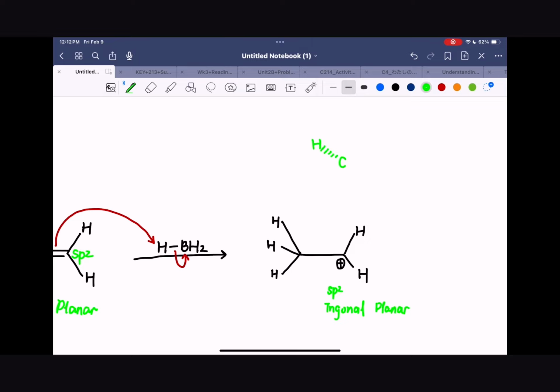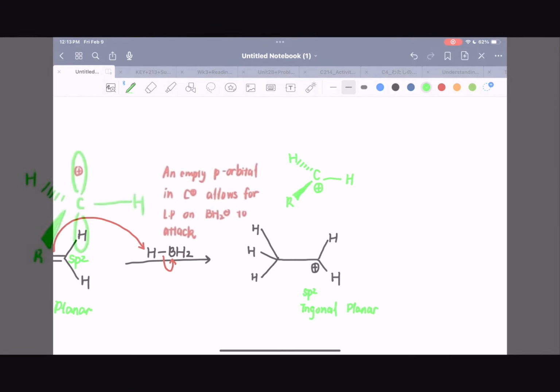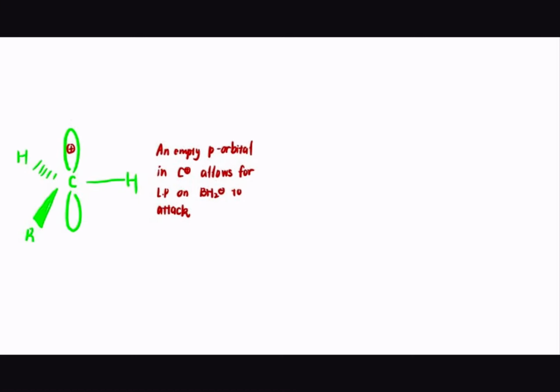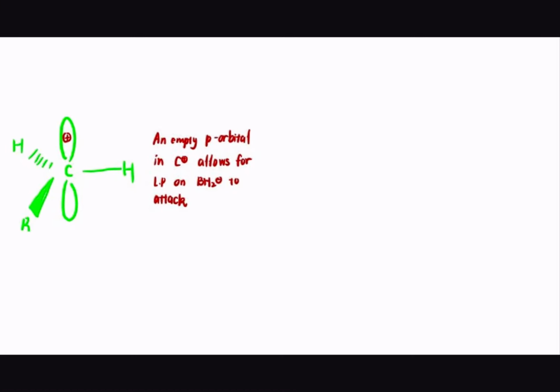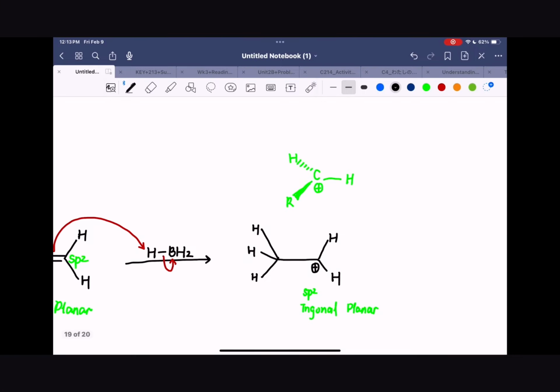We have the electron-rich pi bond attack the H of the borane. The H then breaks its bond to the borane, and we form this intermediate. The formal charge is present on the carbon as it's breaking the octet rule. It doesn't have a full octet. A side note here, it is the empty p orbital in the carbocation that allows the lone pair on BH2- to attack. We understand this is a concerted reaction, and it happens all in one step.